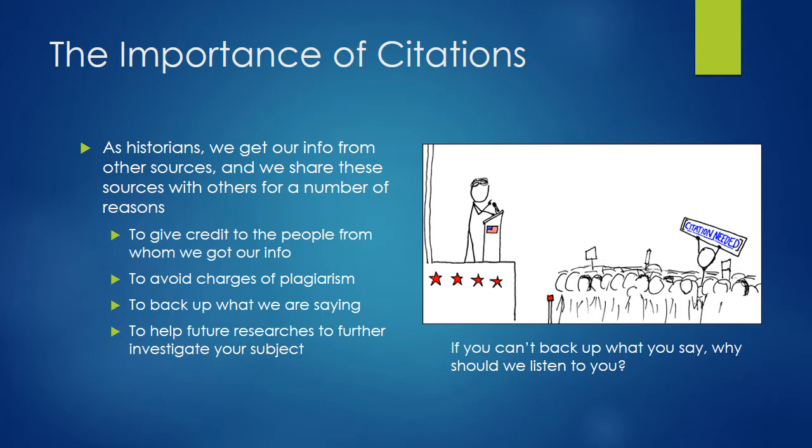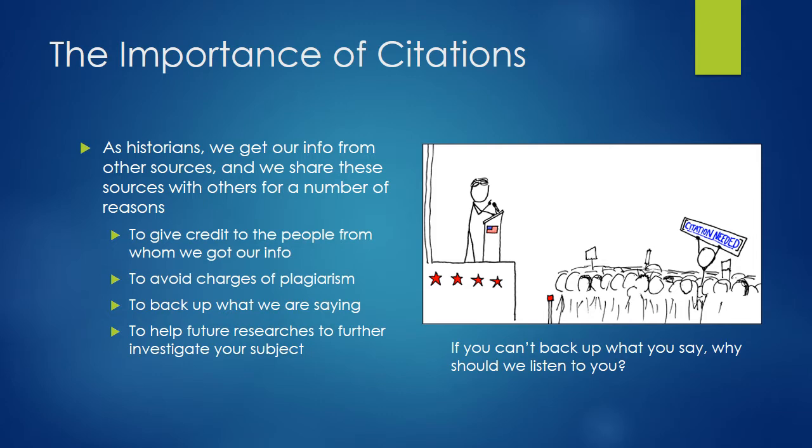So as historians, citations are extremely important. This is because we don't just make up this stuff out of thin air. History would be pointless if we did that. But since we're getting our information from somewhere, we need to be honest about where we're getting our info. And this is important for a number of reasons.